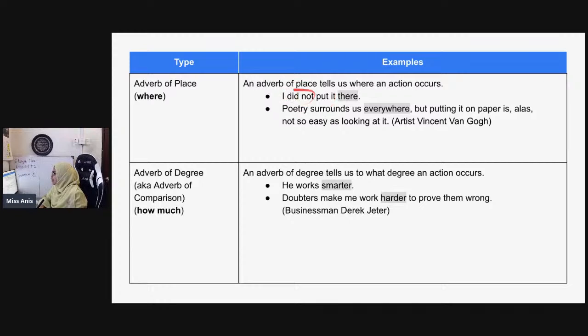Tapi yang ni sebabkan not kan. So maksudnya tak terjadilah. Tapi at least the question is, did you put it there? Contohnya soalan dia macam tu. Okay, I did not put it there. Okay, so here is your adverb of place.